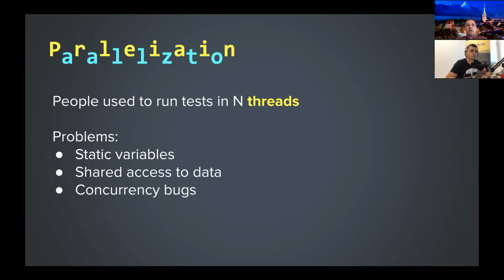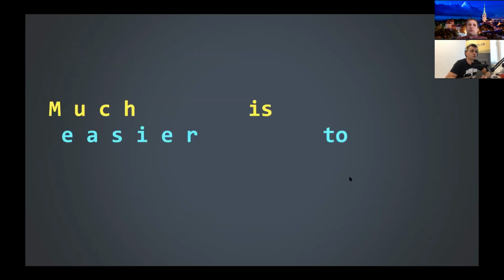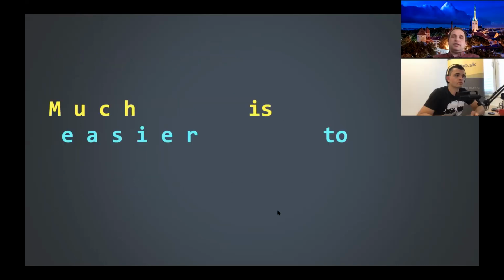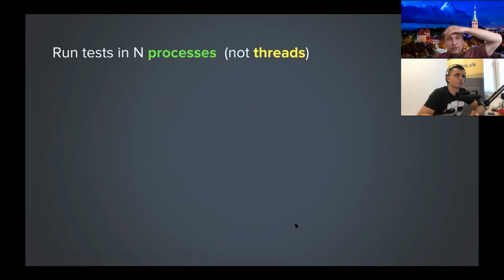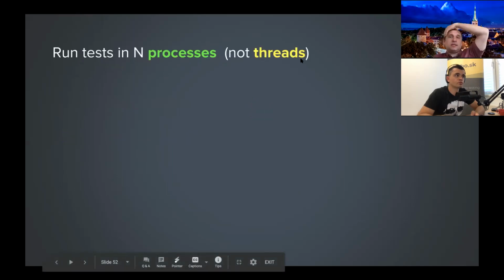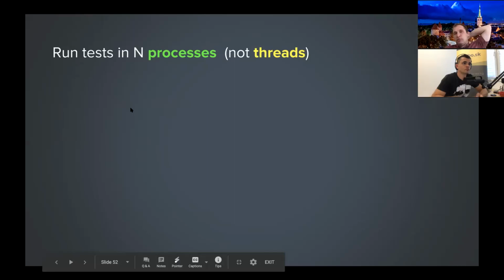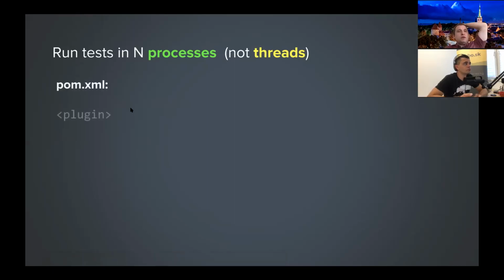So it's a hard thing. That's why my personal recommendation to make it much easier is to run tests not in threads, but in parallel processes. Meaning that every test runs in its own Java process. It has its own memory, its own static variables, and so on. So they do not conflict with each other. They cannot influence each other.